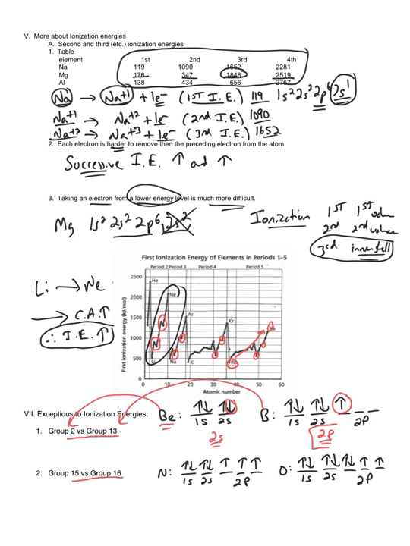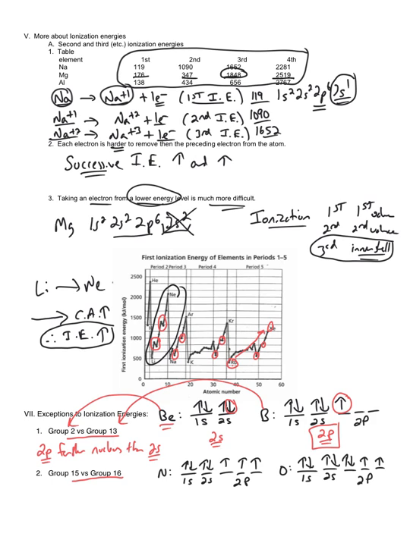The answer is the 2p sublevel is farther from the nucleus than the 2s. And therefore, because the 2p is farther than the 2s, it's easier to remove an electron from the 2p than the 2s.